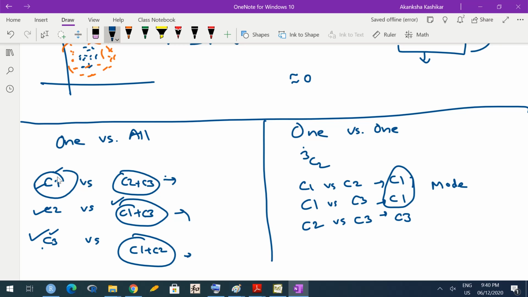So I think you have now got a clear idea about what is the maximal margin classifier, how it gets generalized to the support vector classifier, and then how it gets further generalized to support vector machines.